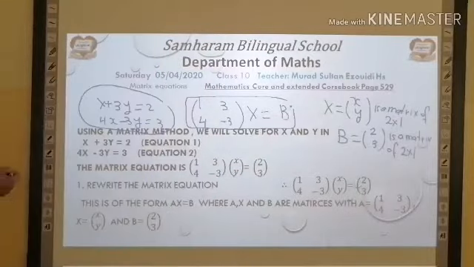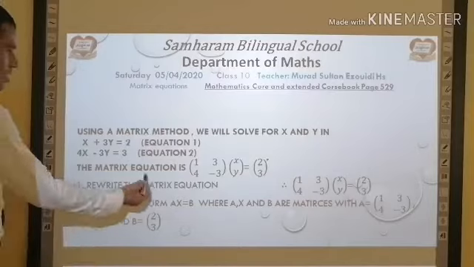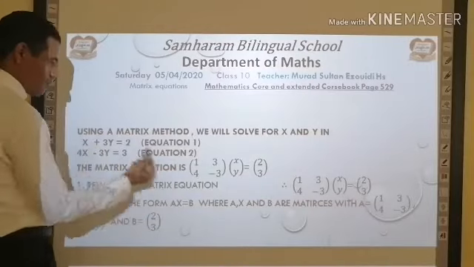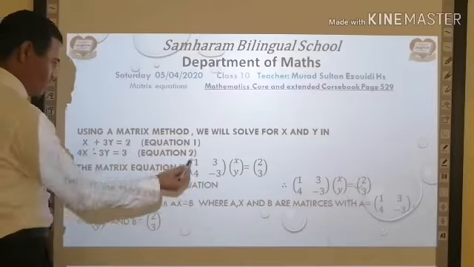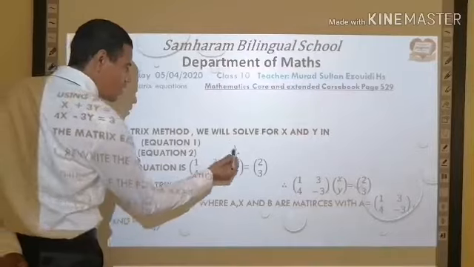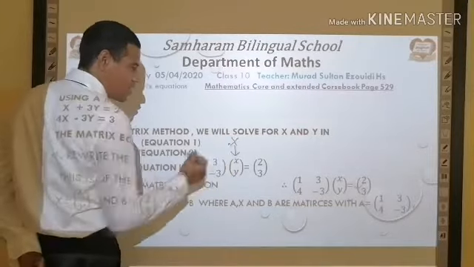So, erase all. Look here. The matrix equation is what? 1, 3, or 1, 3, 4, negative 3. And this is called what? The x. The x is the x column vector.